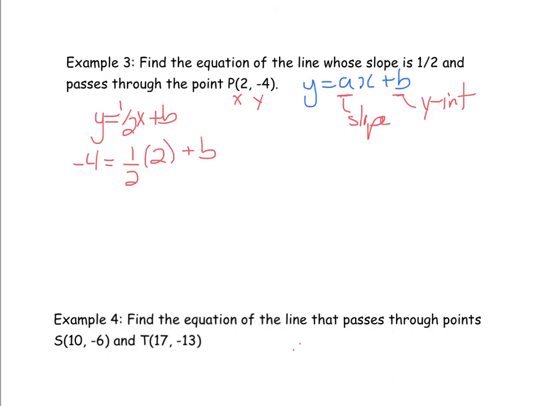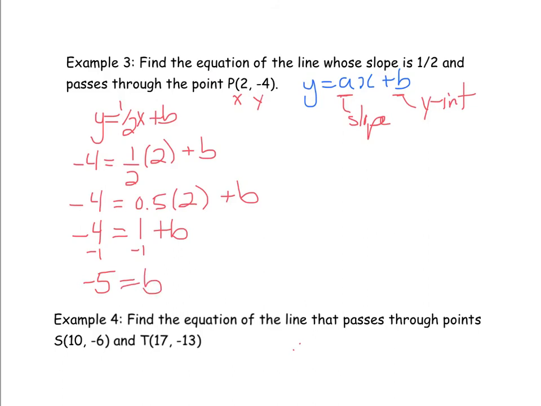Now we're going to solve for b. If you're uncomfortable with fractions, you can go ahead and make it a decimal. 0.5 times 2 plus b. And now we solve for b. Isolate b. So you're going to want to start by doing this multiplication. 0.5 times 2 is 1 plus b. And then to get b by itself, we're going to subtract 1 from both sides. So I get negative 5 equals b.